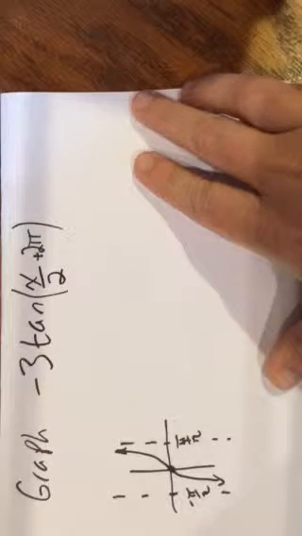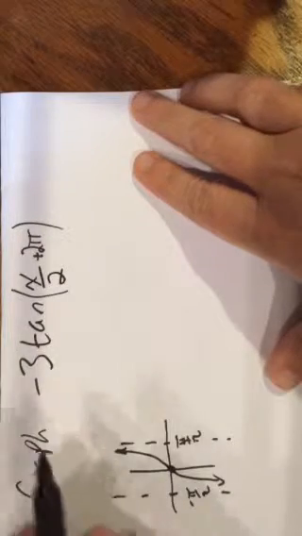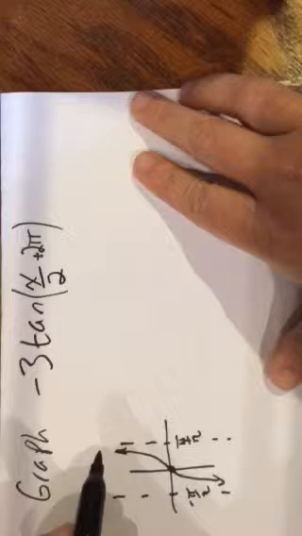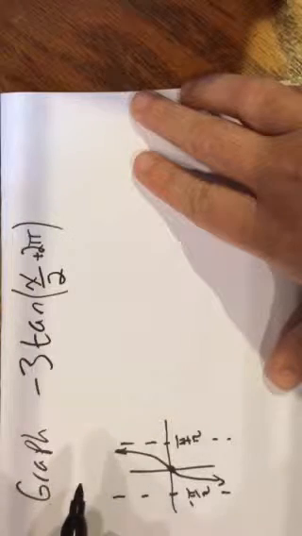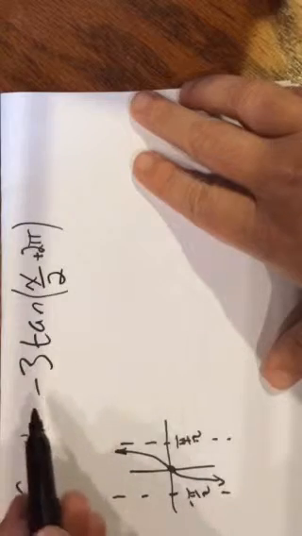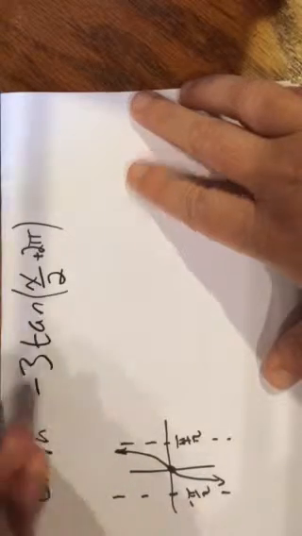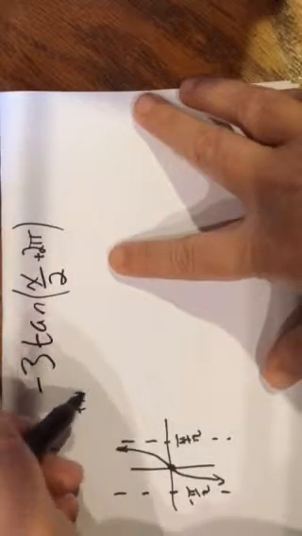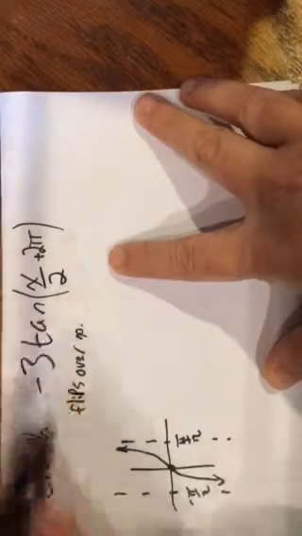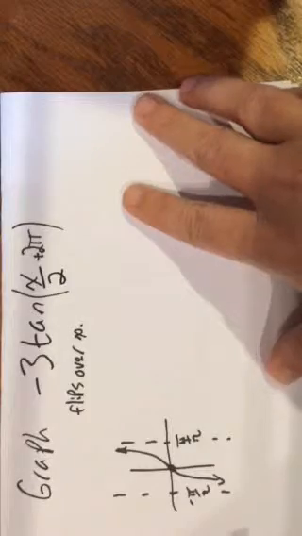Okay, so what are things happening to this? Well, I have a 3 here. 3 would usually affect my amplitude, but tan doesn't really have an amplitude. So yeah, it's going to go up a little faster, but that's about it. So I can kind of just sketch that in at the end. What about the negative? What is that going to do to it? Negative in front usually flips over the x. So I'm going to need to do that. What else is going to happen?